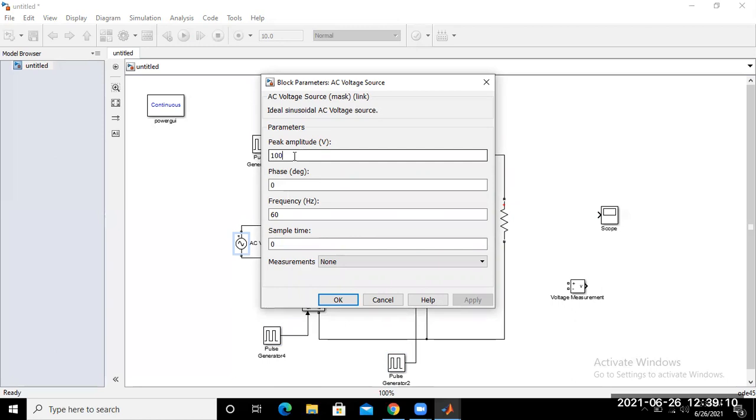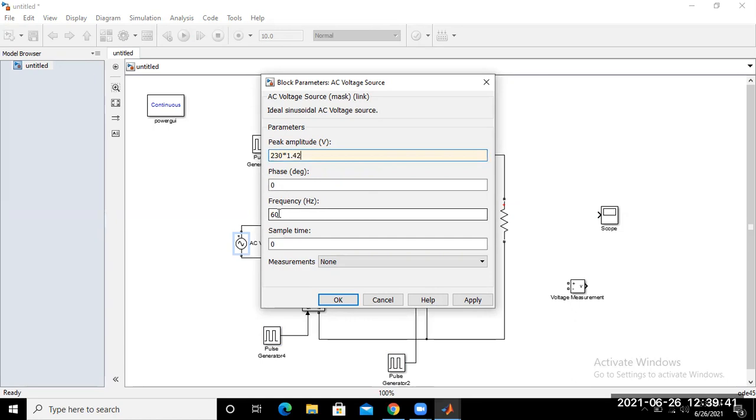V maximum is root 2 times V RMS. So the RMS value is equal to 230 volt. So you may write 230 into root 2, which is your maximum value. Root 2 is equal to 1.42, so you may directly write the value 1.42 or maybe 1.41. This is the peak amplitude of the single phase AC voltage source.